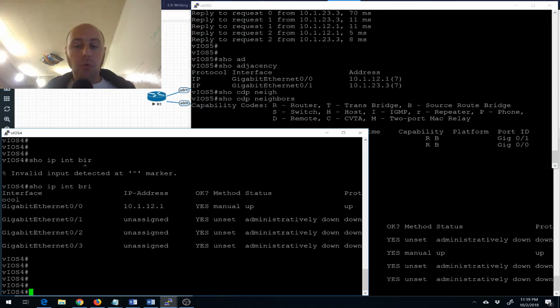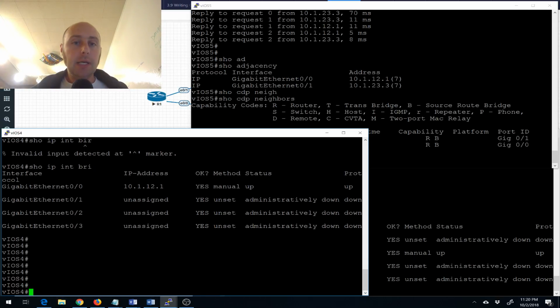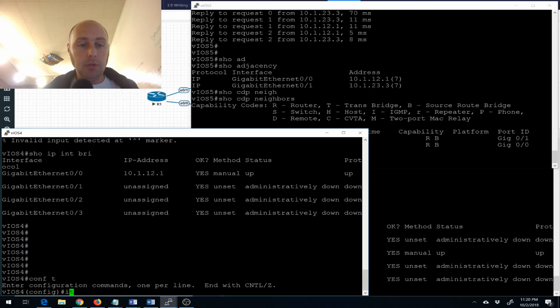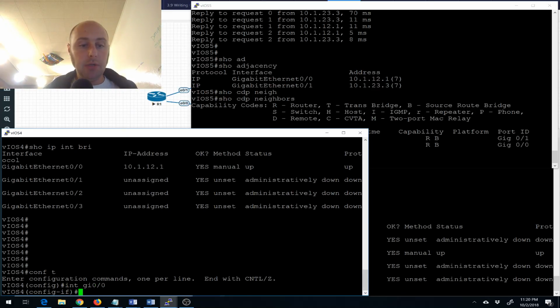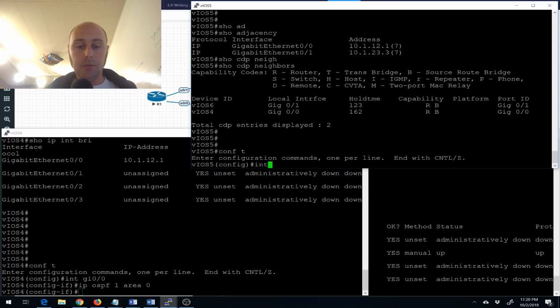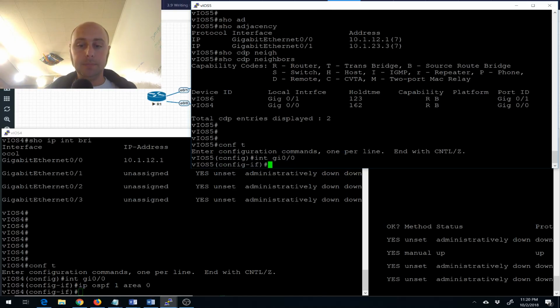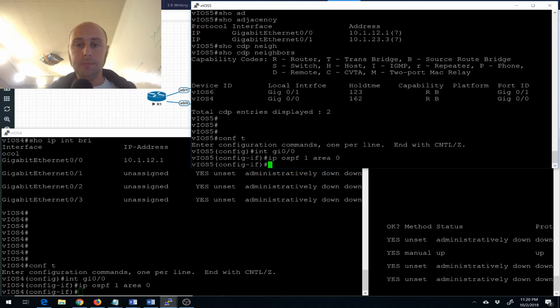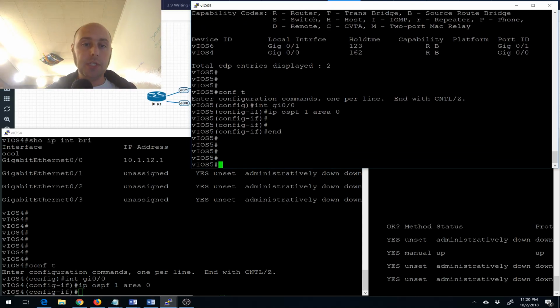Okay, so on router 4, let's establish OSPF on our interface between router 4 and router 5. So interface gigabit 0/0 and do IP OSPF 1 area 0. We'll come over here to router 5. We're going to do the same thing. And we should see an adjacency come up.